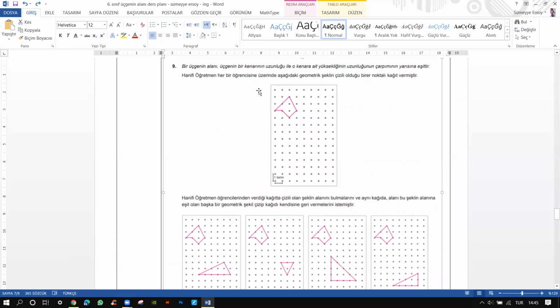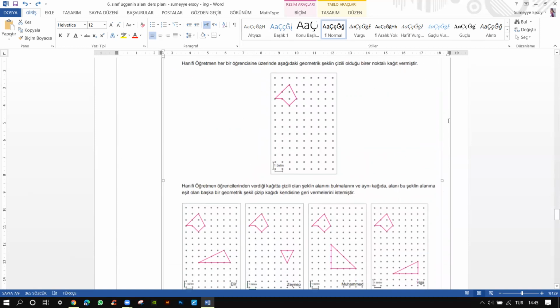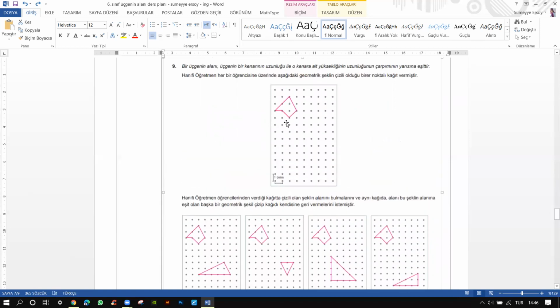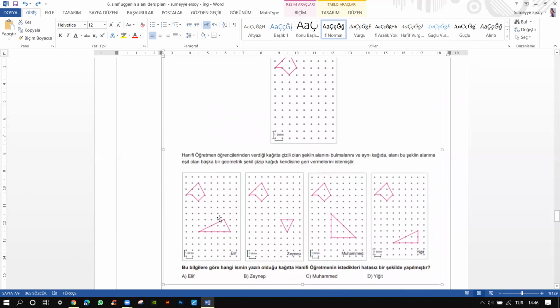The last question is here. They should first read this question carefully, because it's long, and they can notice that one area does not have to be the same shape. They should calculate this area, and then they should find the other area is equal to them.